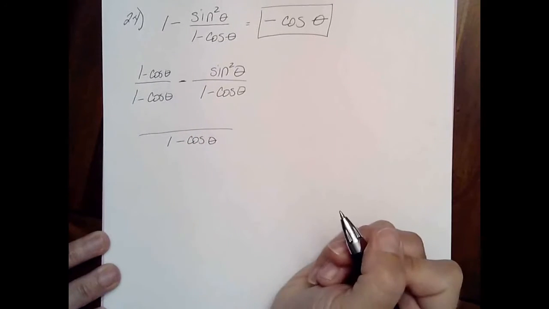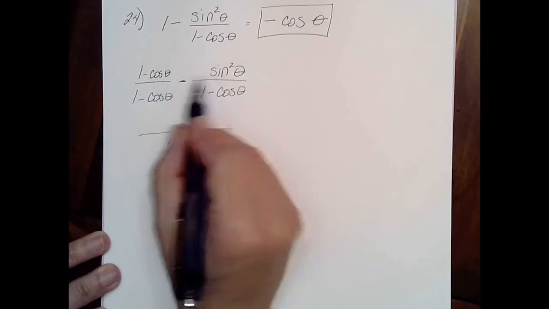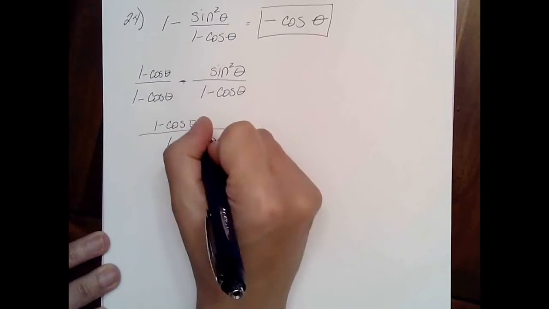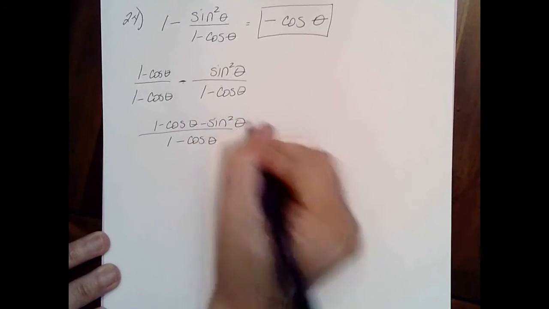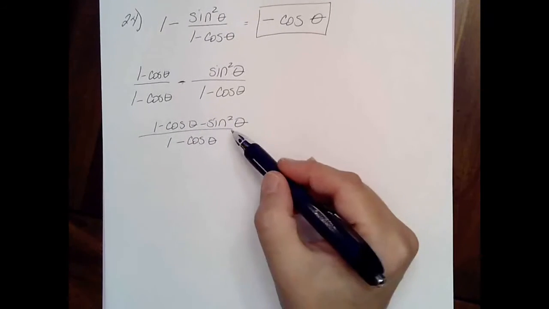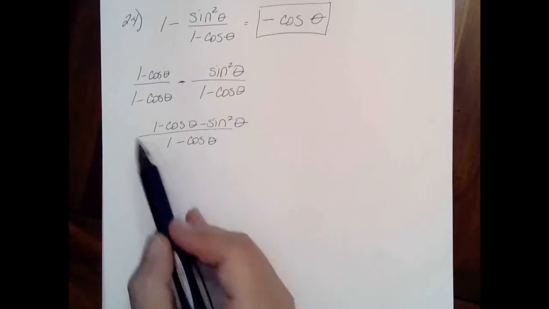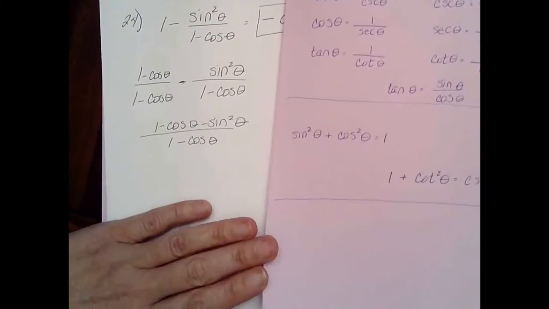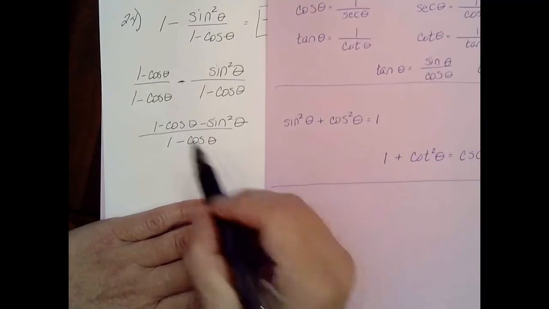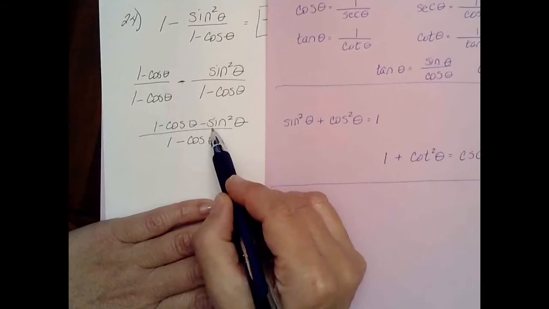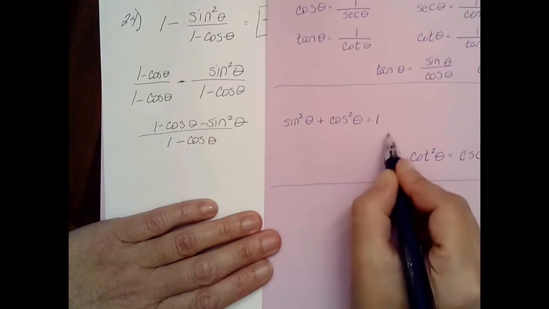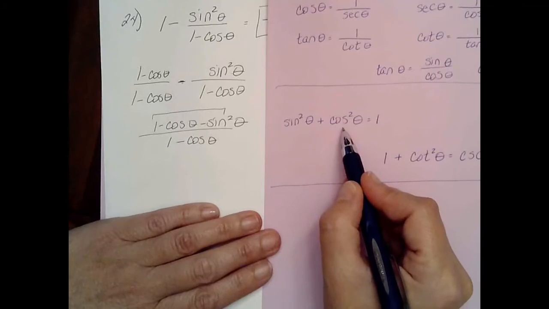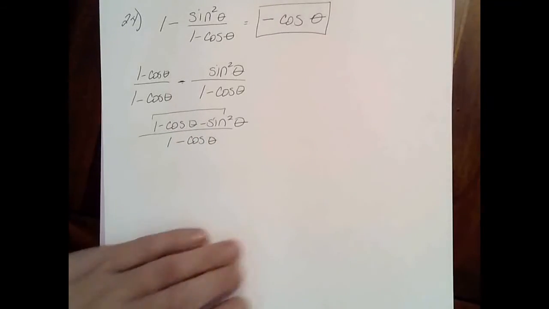My numerator, oh, that's not bad. So it's 1 minus cosine theta minus sine squared theta. Now, whenever I have a sine squared and I'm adding or subtracting, especially when there's a 1 there, I would be a fool not to look at my identities. 1 minus sine squared theta. So these two pieces together is cosine squared theta. So there we go. So cosine squared theta.